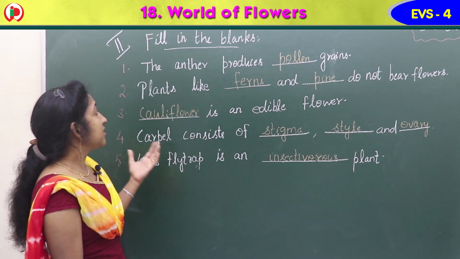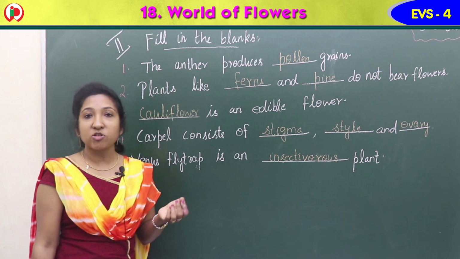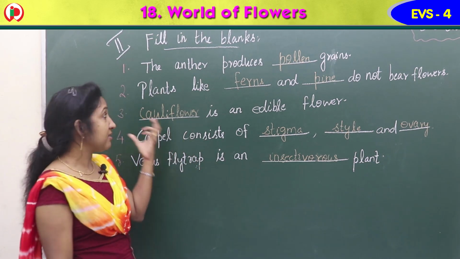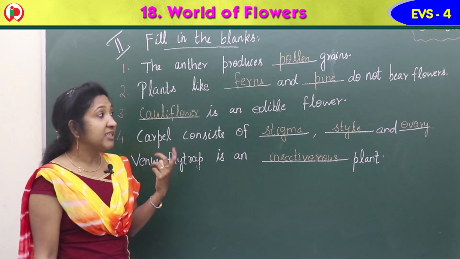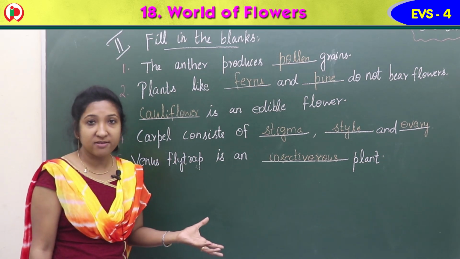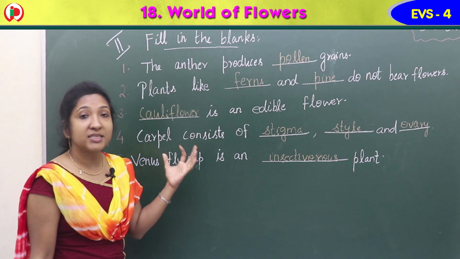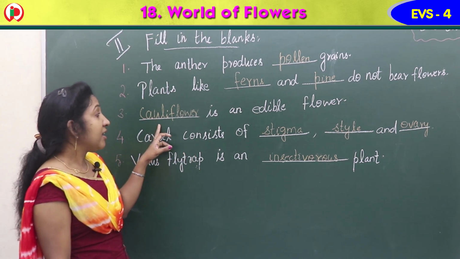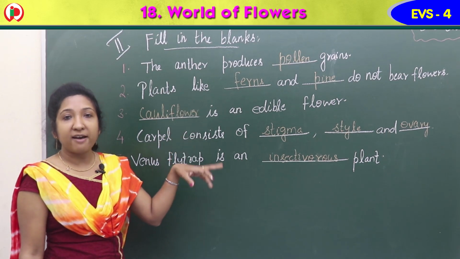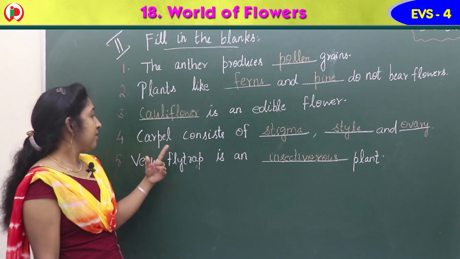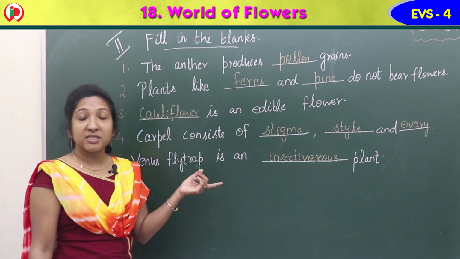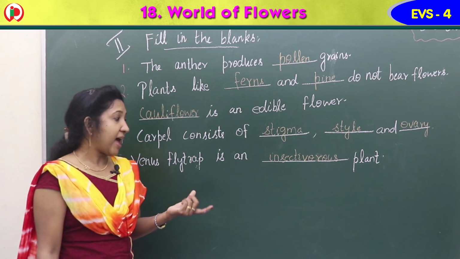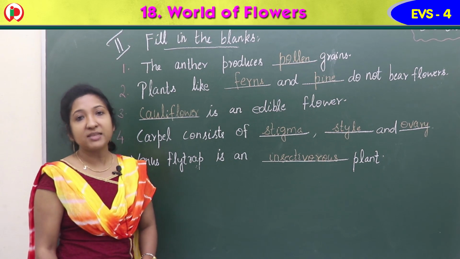Yes. So first one, the anther produces pollen grains. Second, plants like ferns and pine do not bear flowers. Cauliflower is an edible flower. Carpel consists of stigma, style and ovary. Venus flytrap is an insectivorous plant.